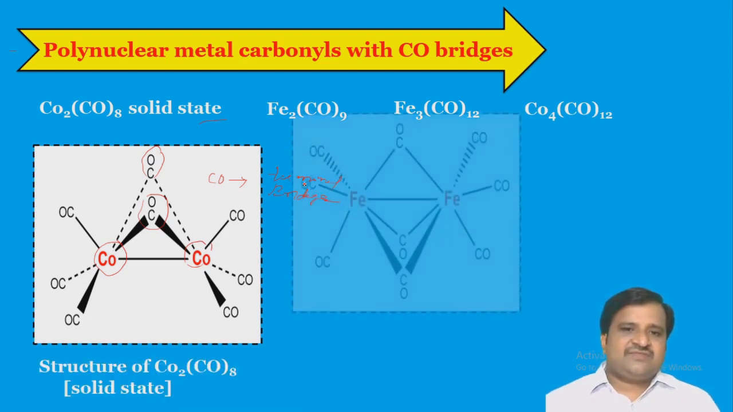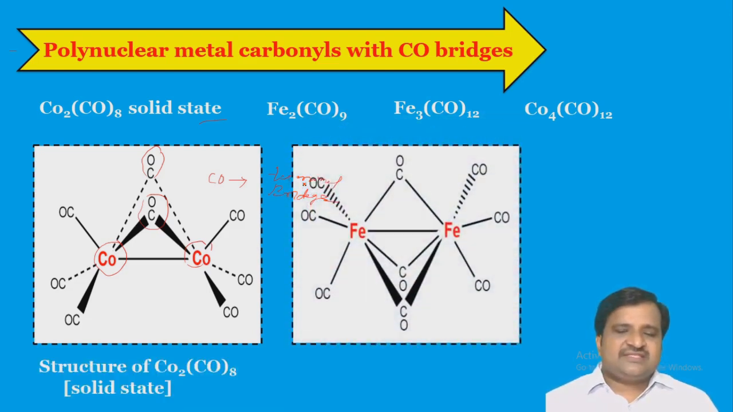Okay, next one, Fe2(CO)9. Here the two Fe atoms are each bonded to three terminal CO ligands, and the remaining three CO ligands are bridged ligands. So these are the polynuclear metal carbonyls with CO bridges.